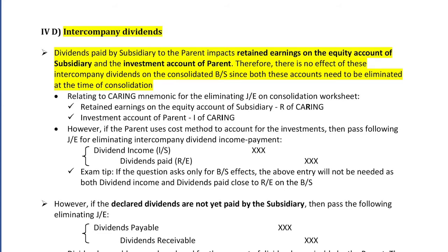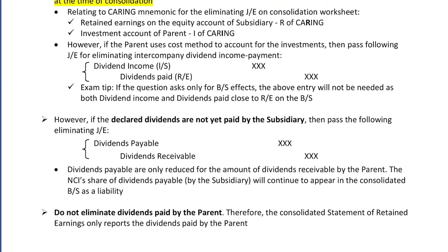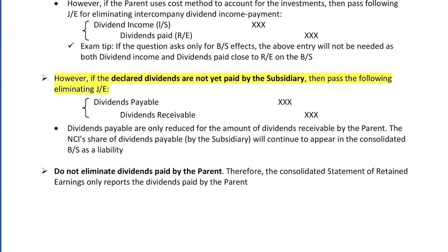the investment account of the parent. Therefore, there is no effect of these intercompany dividends on the consolidated balance sheet, since both these accounts anyways need to be eliminated at the time of consolidation. Now, the only exception is, if the declared dividends are not yet paid by the subsidiary, then the intercompany dividend payable and receivable need to be eliminated. And that's done by passing the following eliminating journal entry: dividend payable debit and dividend receivable credit.